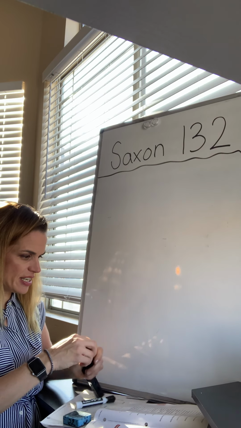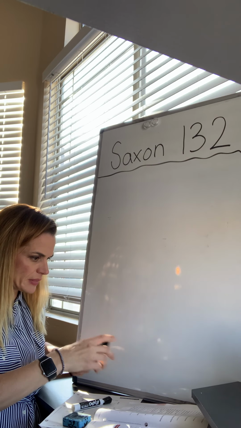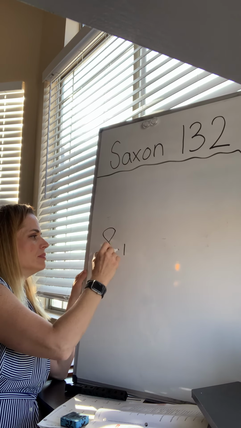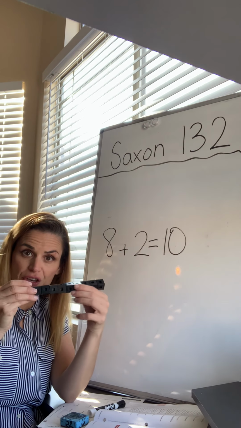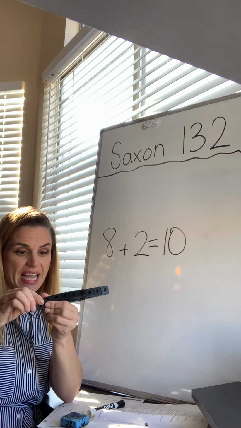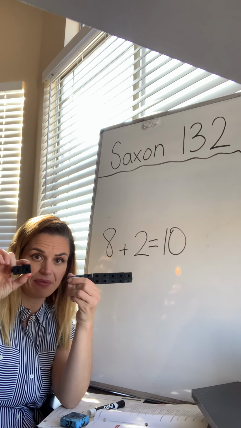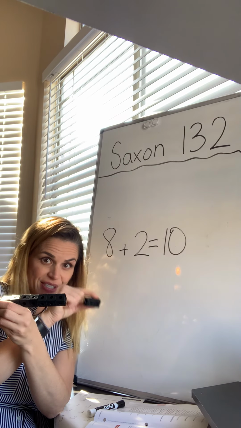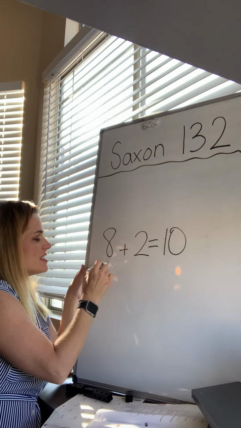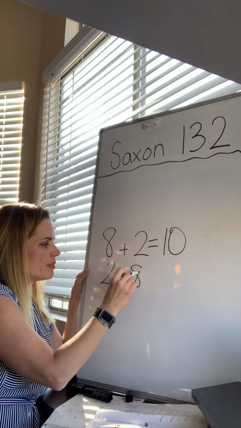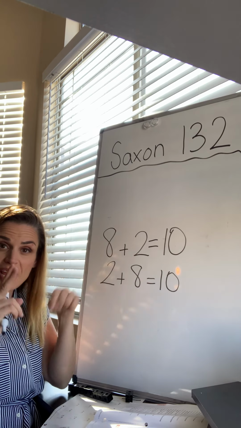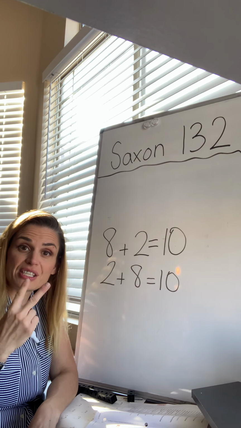I have 8 plus 2. There are some different ways we could make a fact family from that. 8 plus 2 equals 10. What about 2 plus 8 equals 10? Same numbers. So remember we needed 2 addition and 2 subtraction.